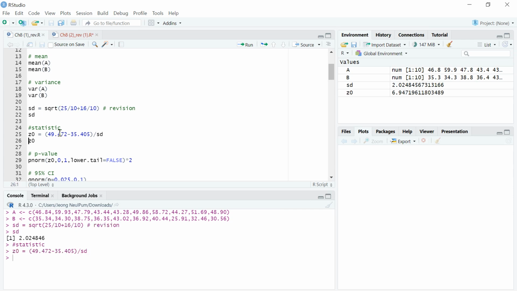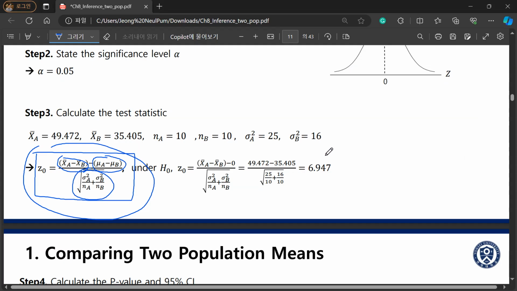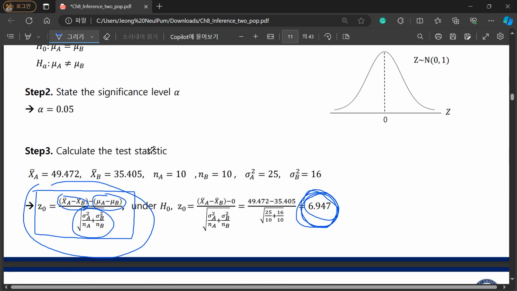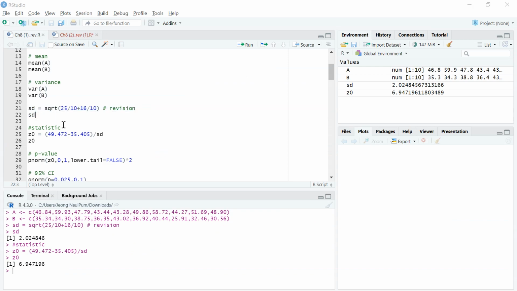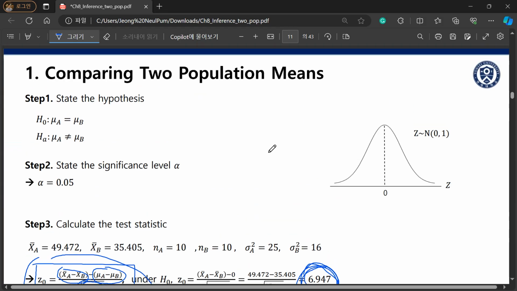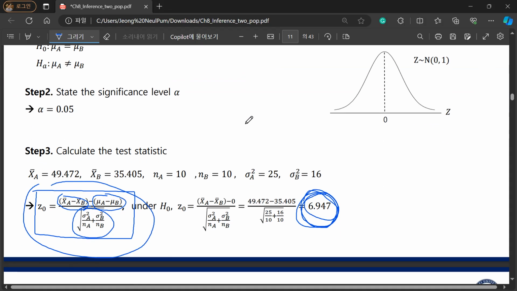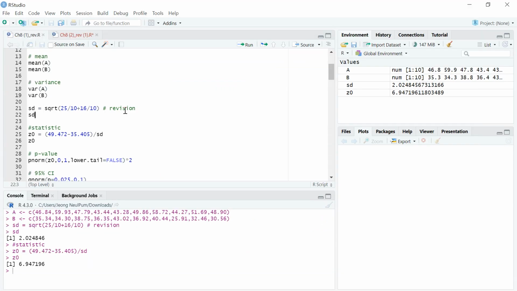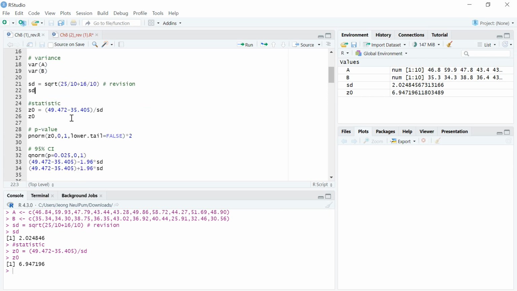So you can see that our test statistic Z0 has this value, 6.94, which is the same as this value here. So it is nothing but we calculated the test statistic based on this problem. And it is very easy because we didn't calculate everything by our own hand. We just used R programming, and R programming gave us the calculated value.